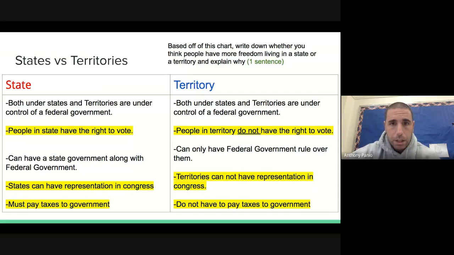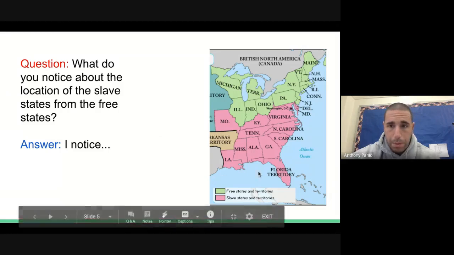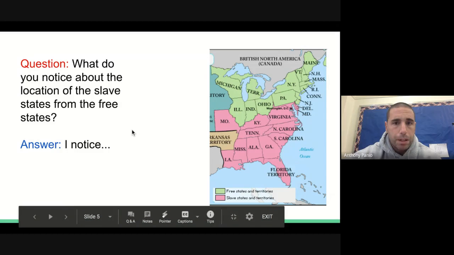All right. So give me 1 second. I just need to open up something. One second. Okay, perfect. Okay. So this is what you notice here. Use the map to help you. What do you notice about the location of the slave states from the free states?